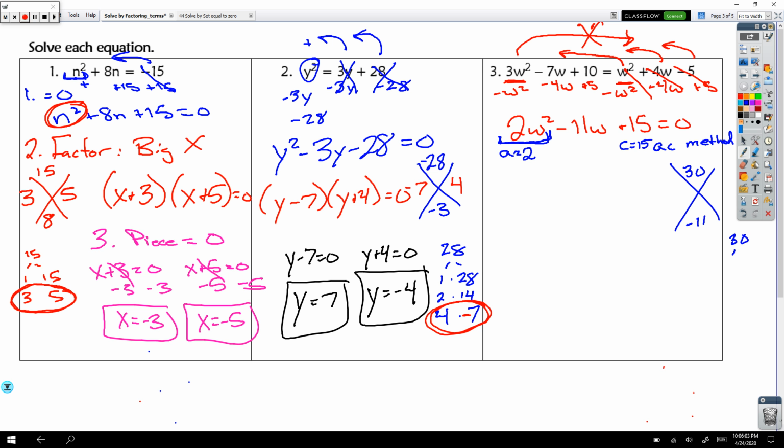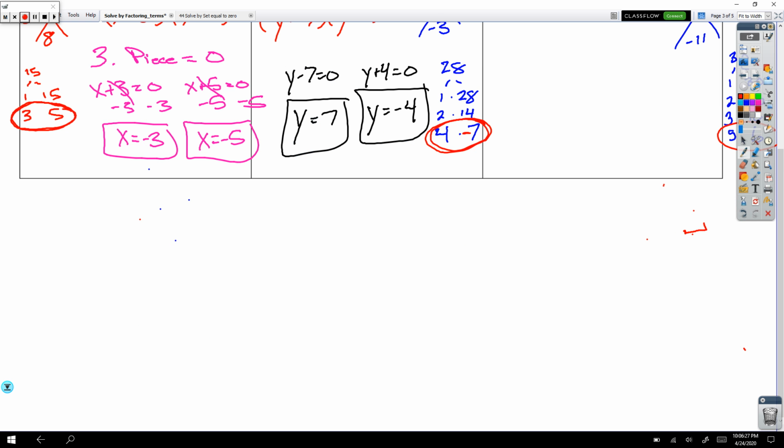My factors of 30, I have 1 and 30, 2 and 15, 3 and 10, 5 and 6. So the only way to get 11, that 5 and the 6, but it needs to add up to be negative 11. Ooh. I don't know where everything just went.